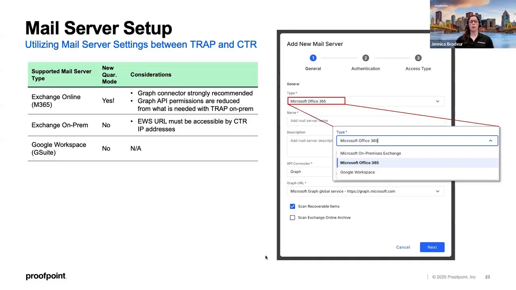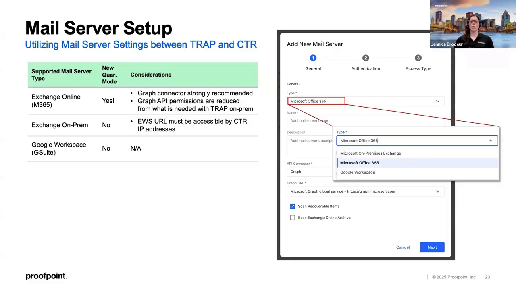And then with Exchange on-prem, it largely remains the same. The only key consideration here is that your EWS URL for your on-prem Exchange server does need to be accessible by a set of cloud-based IP addresses. And then if you're a Google customer, you guys are kind of happy days. Everything is the same, carried over from TRAP on-prem.